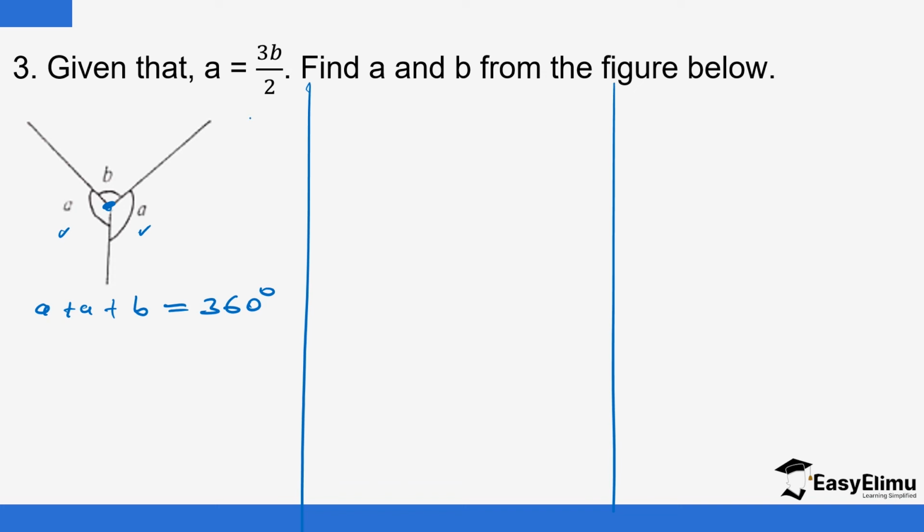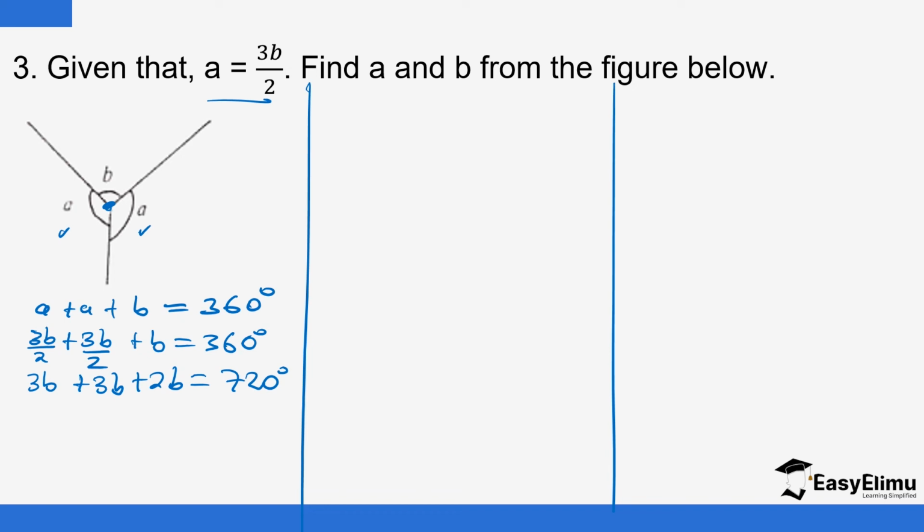I'll use this relationship that is given here, that A is 3B over 2. So where there is A, we'll write that. So 3B over 2 plus 3B over 2 plus B should be equal to 360 degrees. You can multiply all through by 2 so that we have 3B plus 3B again plus 2B equal to 720. 3B plus 3B is 6B, plus 2B is 8B.